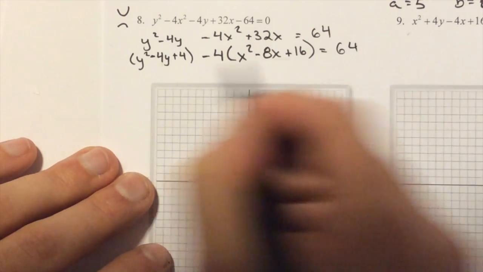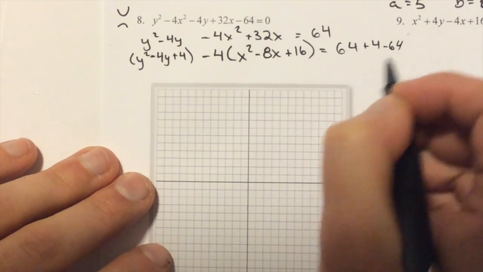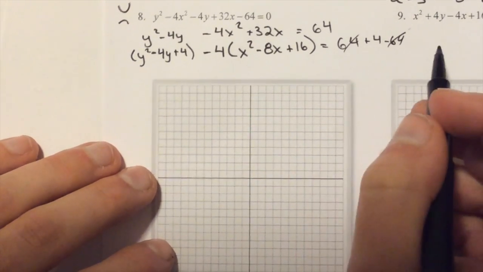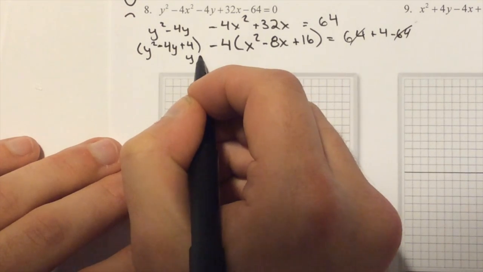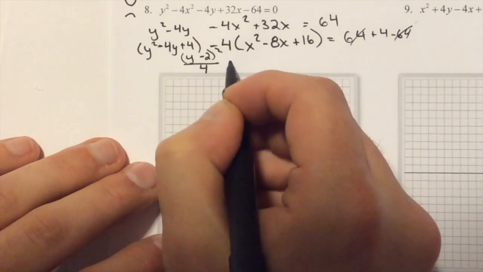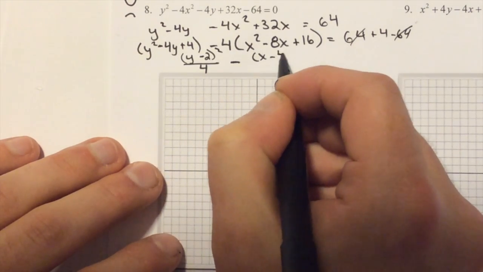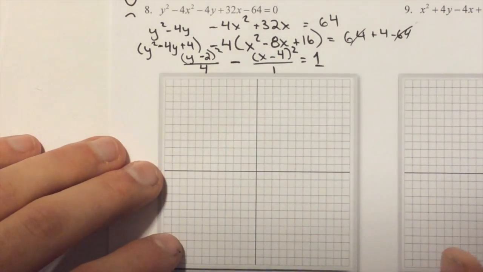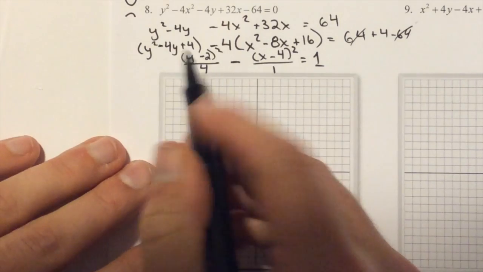So I had 64 here. I added 4, and then I added a -64. So those 64s cancel out. I'm left with 4. Divide everything by 4. I get y minus 2 squared over 4 minus x minus 4 squared over 1 equals 1. So there's my hyperbola.